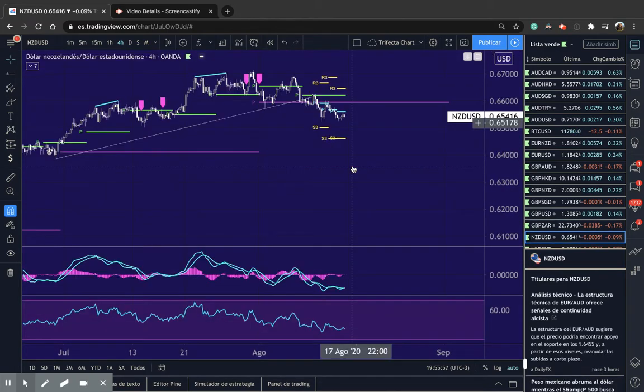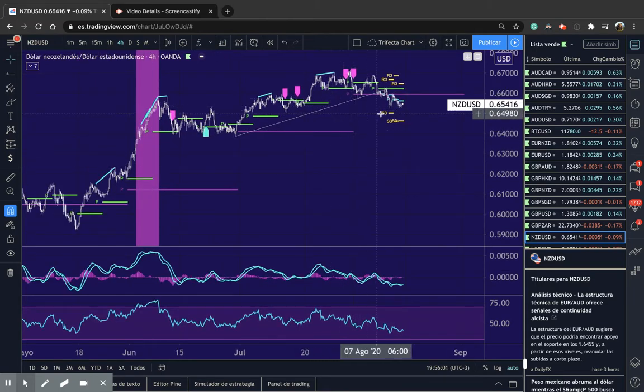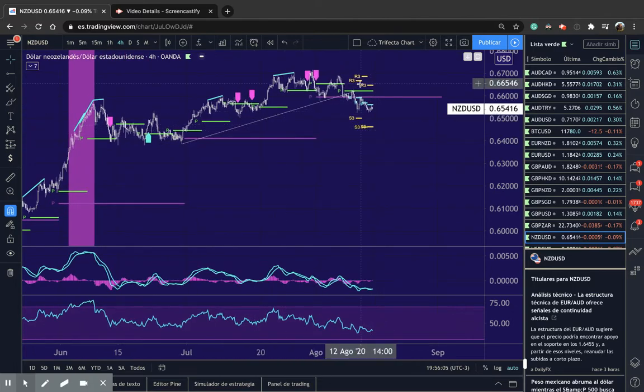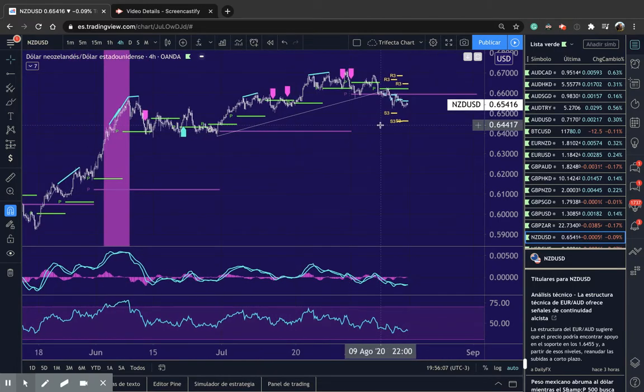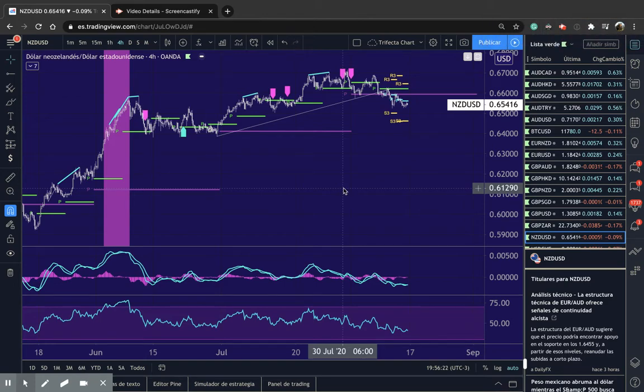Now we have the New Zealand against the US dollar. We were waiting for this break, and we finally did break this level, this trend line, this week. So we are already building this position in the direction of this monthly pivot that we have here, really far away from the current price. So a lot of things to gain in this trade if we finally see the price of the New Zealand dollar dropping.